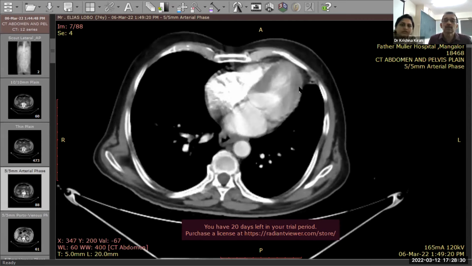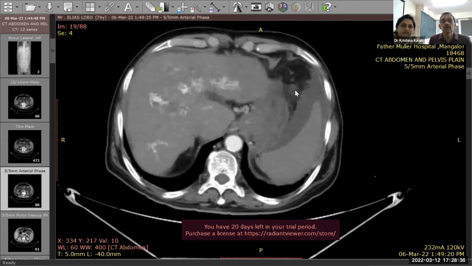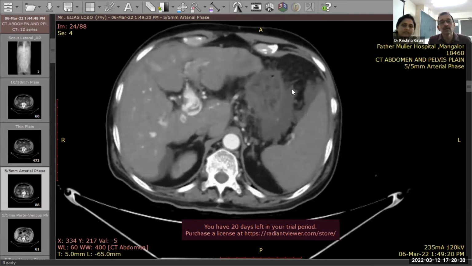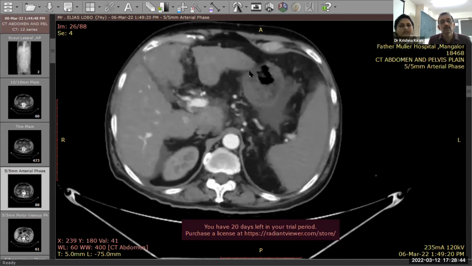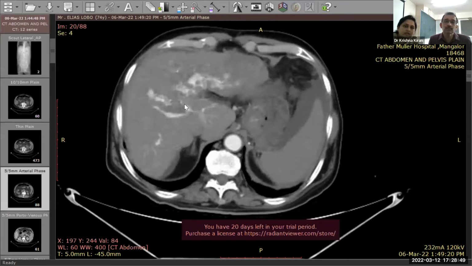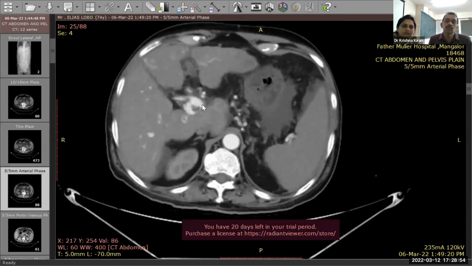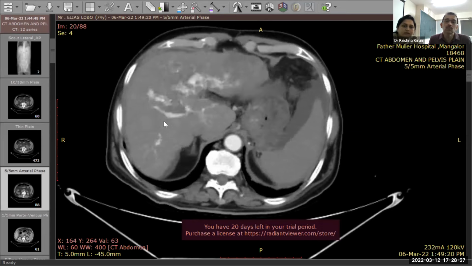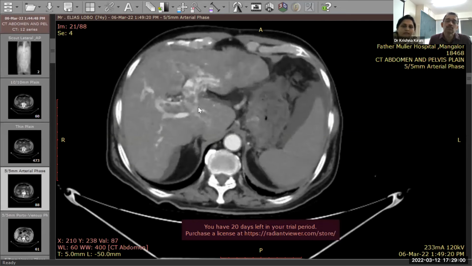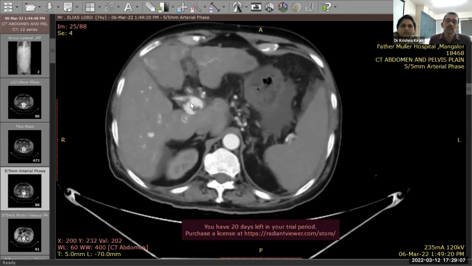So, scrolling through the axial sections of the early arterial phase, we can see the liver is shrunken in size, and the surface appears nodular. There is an enhancing lesion seen along the walls of the right and left portal vein, and also the main portal vein, and a few segmental branches of the right portal vein. And this enhancing lesion is causing the expansion of the portal vein.